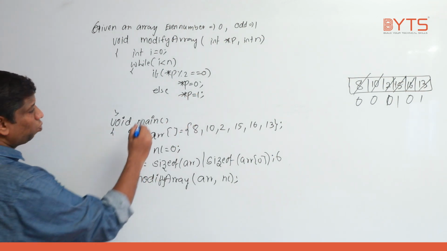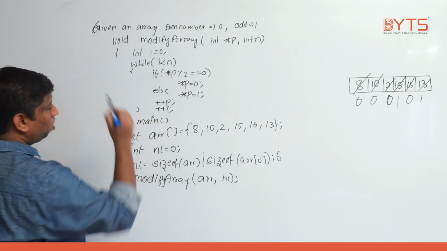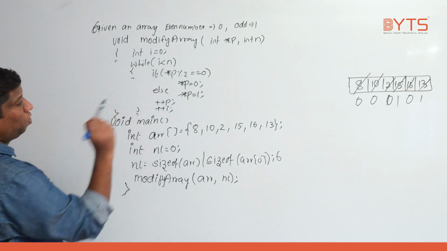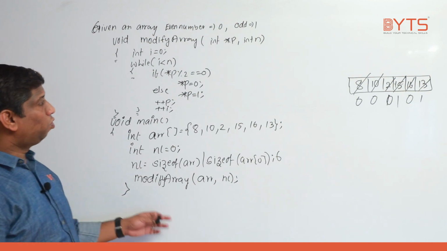If else is completed, next what can I do? p plus plus, i plus plus, and the loop is also closed here. So this is the function, this is the loop. I hope this is very clear. Now we will see the code for this. I will say we'll try to trace this program here.